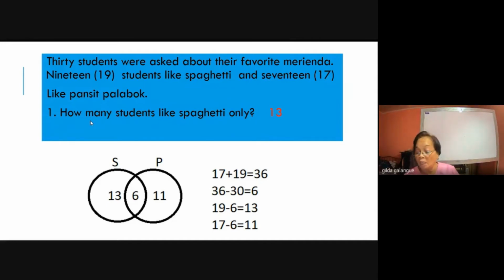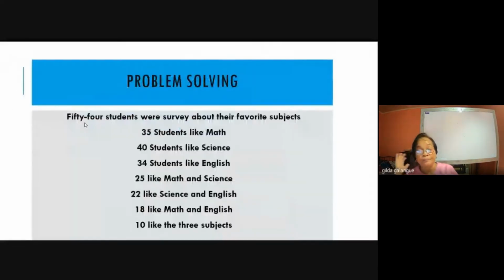The next question is how many students like pancit palabok only? The answer, class, is 11. Now we have another problem.